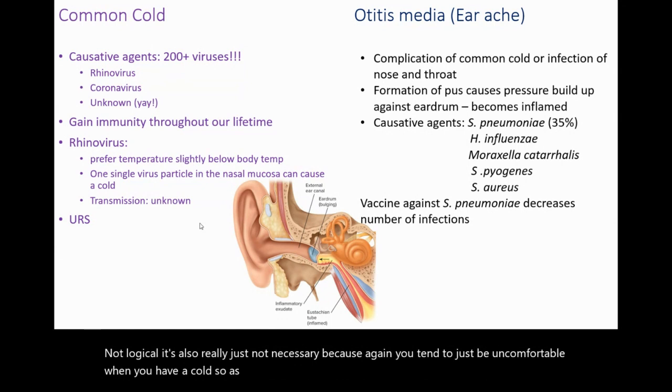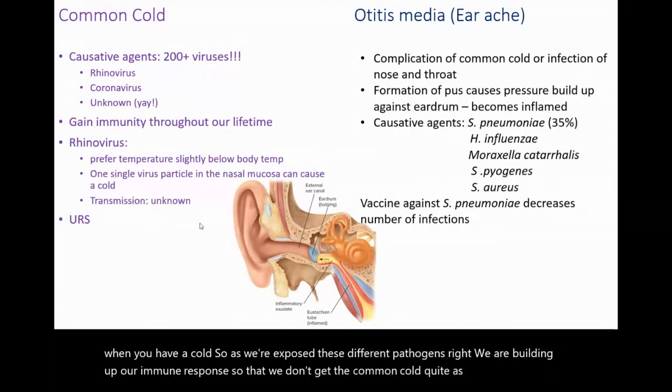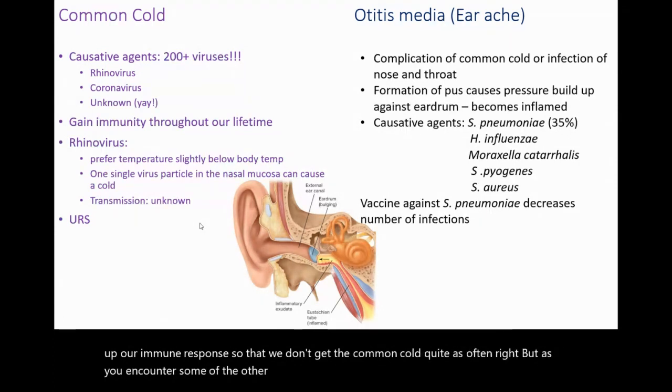As we're exposed to different pathogens, we are building up our immune response so that we don't get the common cold quite as often. But as you encounter some of the other culprits, you can still get the cold.